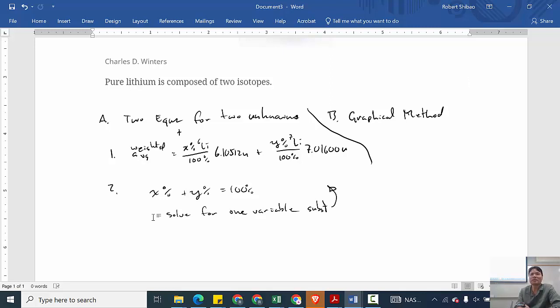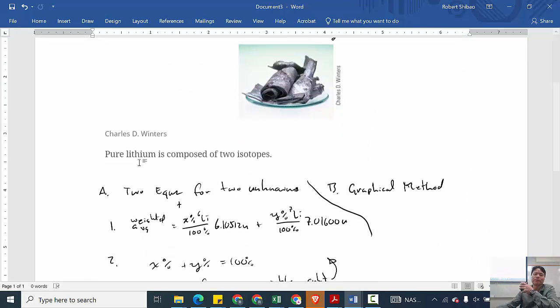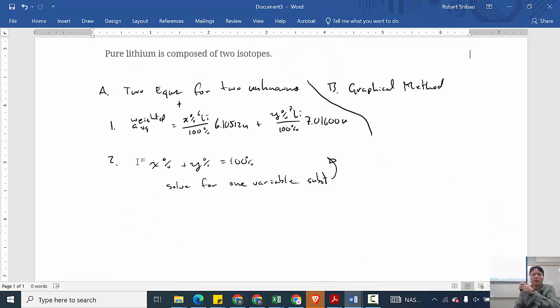I'm not going to do that because you've done this right before in algebra, in math, correct? Except that probably it wasn't so messy. It was probably a lot cleaner in algebra. You didn't have all these long numbers to deal with. They give us the weighted average. There would be three unknowns if we didn't have the weighted average. The weighted average is 6.94 U. So we know the first equation is equal to 6.94 U. Et cetera. So I'm just going to say et cetera.